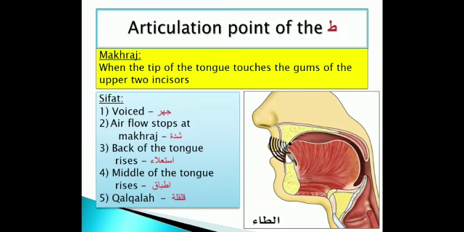These are the qualities, the sifat of the letter Ta, and the important one is the third quality, sifat isti'la, which makes the letter Ta full mouth when the back of the tongue rises.